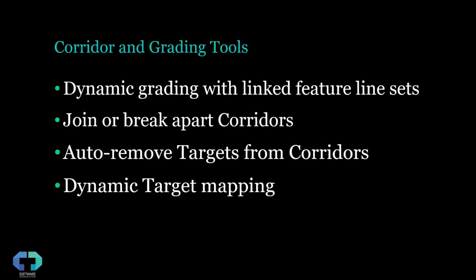A simple tool that allows you to auto-remove targets. This is often handy when you're trying to rebuild a portion of your corridor or all of your corridor, and you want to simply strip out all those targets. And one of our most popular tools in the corridor area is dynamic target mapping, something that allows automatic assignment of targets into your corridor. So if you use corridors a lot and you know how tedious and time-consuming, not to mention error-prone, assigning all those targets can be, it's really easy with a tool we have called Corridor Mapper.